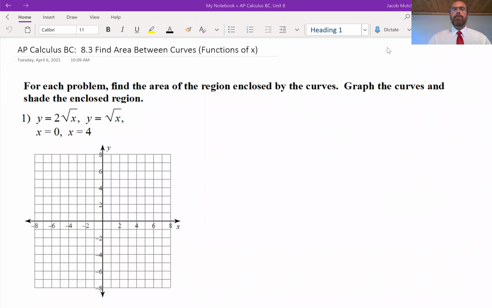Welcome to Calculus. Today we will investigate how to find area between curves that are defined as functions of x. We'll take a look at two examples where we find this type of area. Our first example involves two functions, y equals 2 times the square root of x and y equals the square root of x. And we're interested in the interval from x equals 0 to x equals 4.